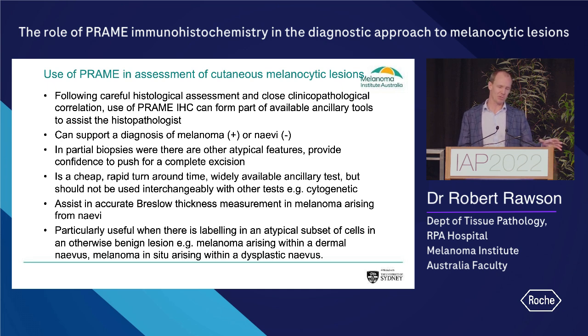And whilst it can't be used interchangeably with fish, I think it can be used on its own as an ancillary test in some situations. Where it can be quite useful, I think, is in interpreting a Breslow thickness on these melanomas arising from a nevus, which can be difficult to interpret, where you figure out where the melanoma starts and stops and the nevus begins. And as I mentioned, I think it's particularly useful when you've got a lesion arising within a pre-existing lesion, which you think is probably a melanoma, and you use PRAME to show that differential staining.